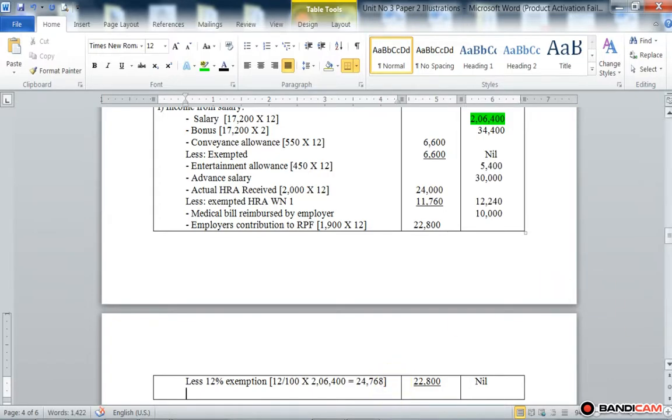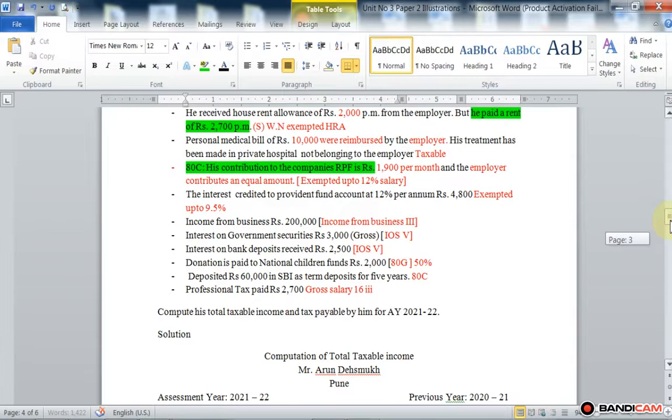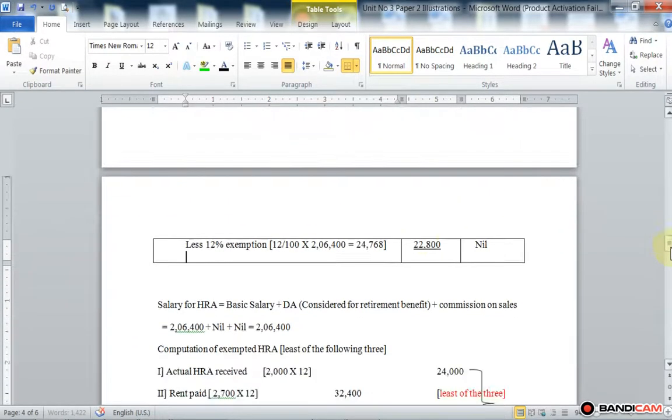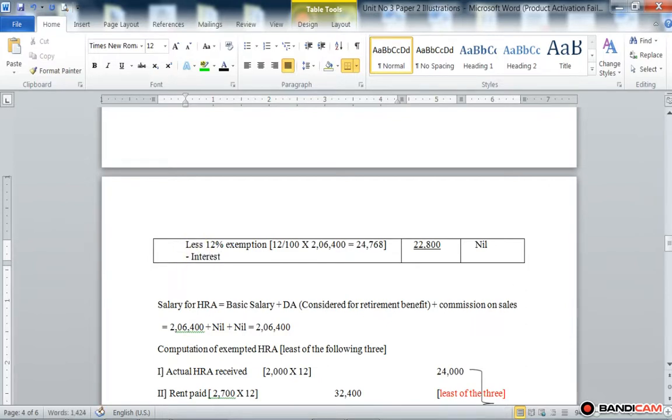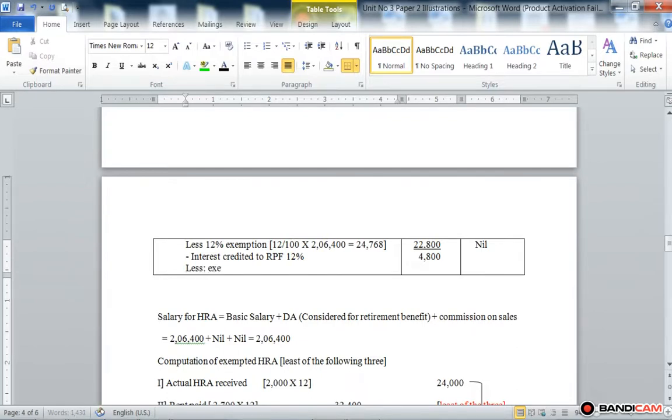Then next, interest on RPF. Interest credited to RPF at 12% amounting to rupees 4,800 in the inner column, because it is exempted up to 9.5%. So 12%, 4,800, less exemption of 9.5%.